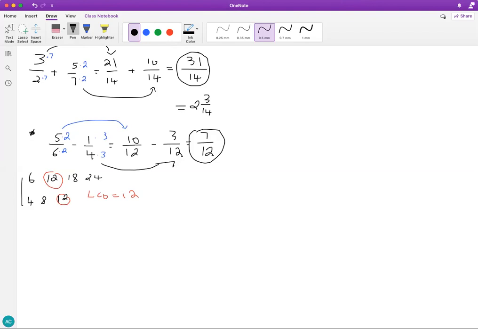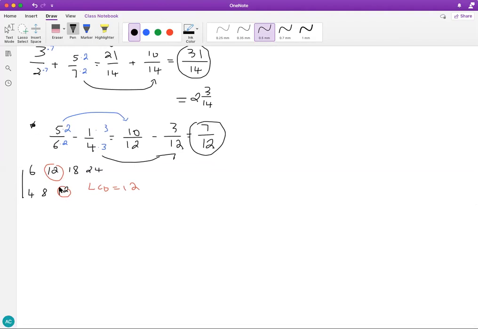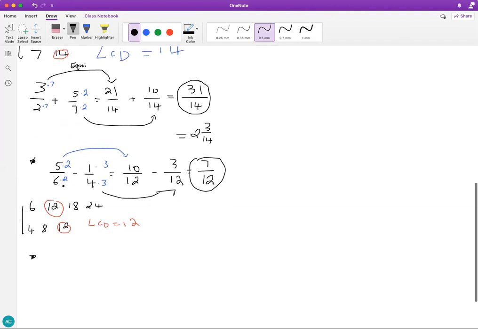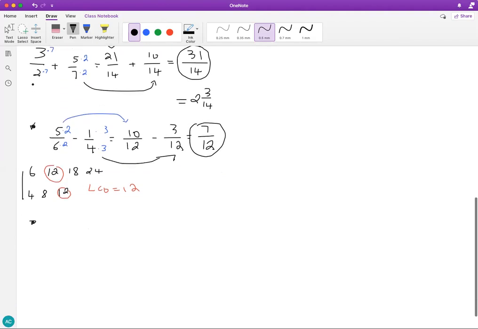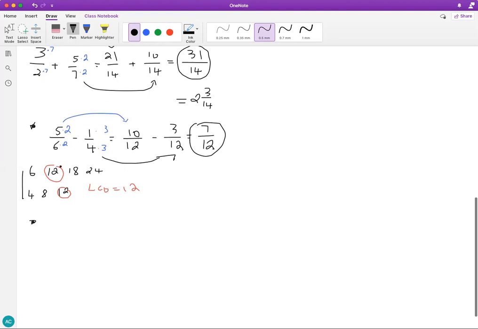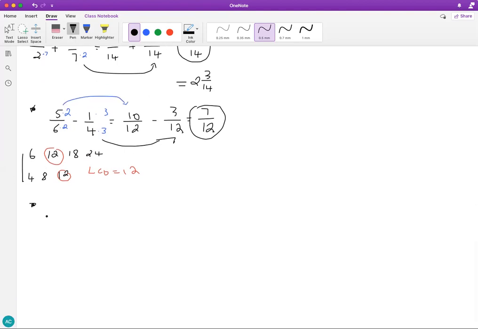All right, so that's basically how you find the LCD. Here is another example, and I'll show you a different way to find the LCD. Some of you can see it right away using the table of multiplication, so knowing the table of multiplication well makes this a lot easier. If not, you can do the multiples, or let me show you another method of finding the LCD.